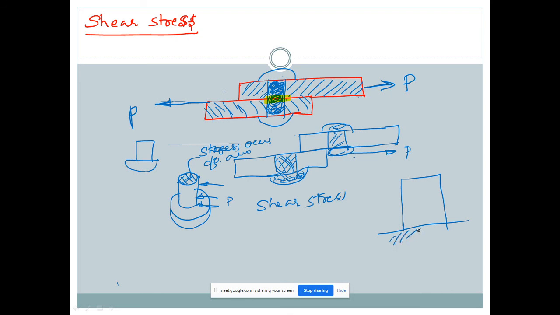Now you have one block here, which is fixed at the bottom surface. Now I will apply the load F on this top surface. So what will happen to the block? Whether the block remains the same, or it is going to become oblique, or it is going to oscillate about its fixed position.